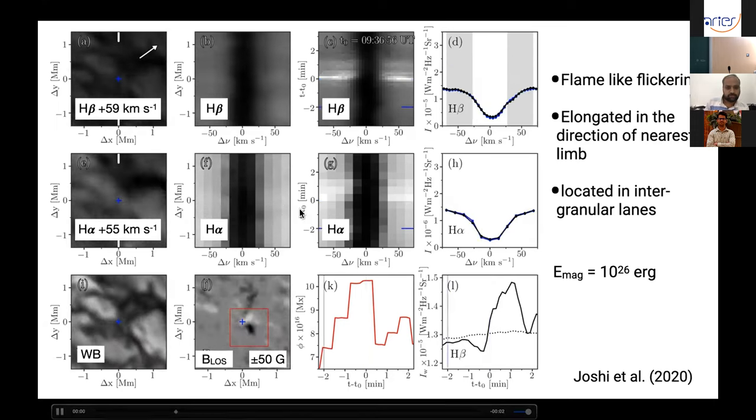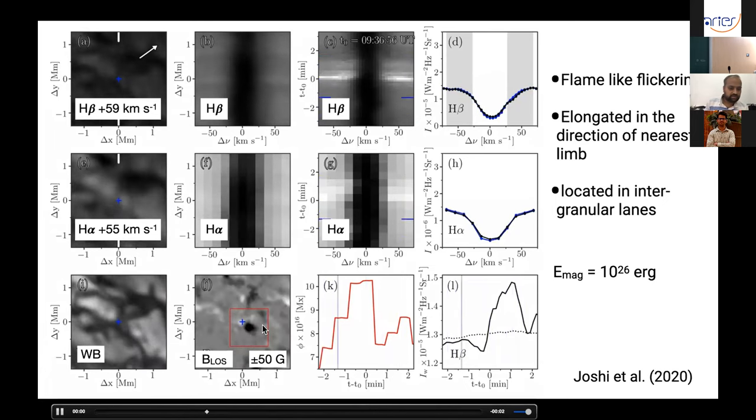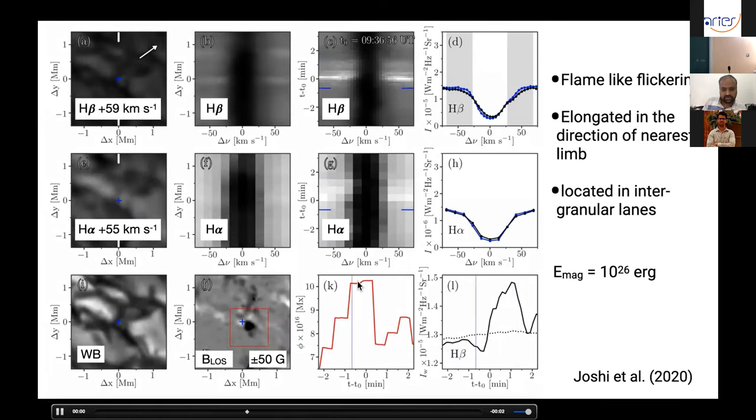For example, if I play the movie, you see the dynamic of the event. It appears for a minute or so and then disappears. And then you see how the patches are evolving there. Then if you measure the flux cancellation within this red box, you see that the flux is canceled at a certain rate.